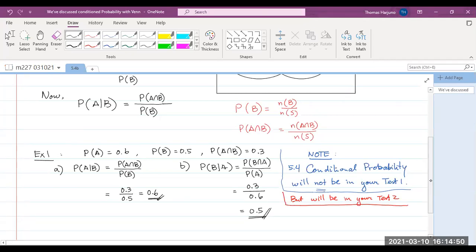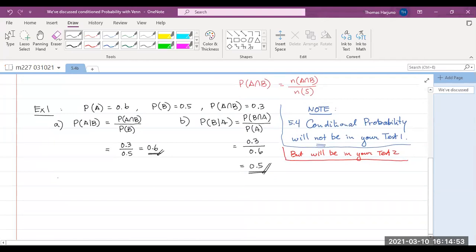Okay, so part C, that's a standard question I can ask you. What is the probability of A union B? This is something you need to know even in your test one. Probability of the union is probability of A plus probability of B minus probability of the intersection. That's 0.6 plus 0.5 minus 0.3. That will be 0.8.